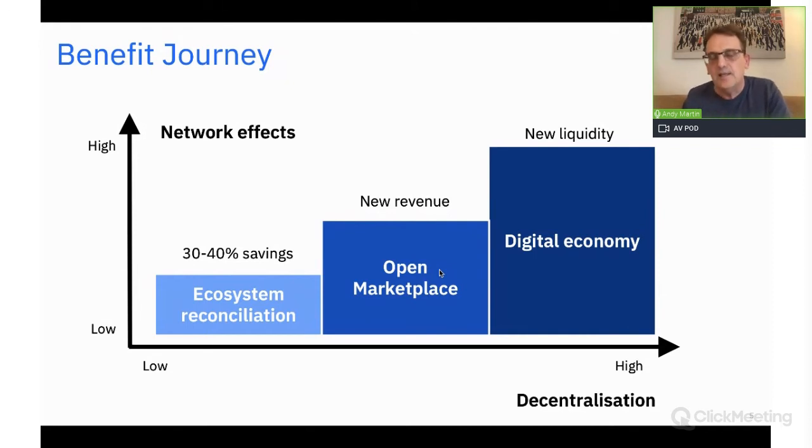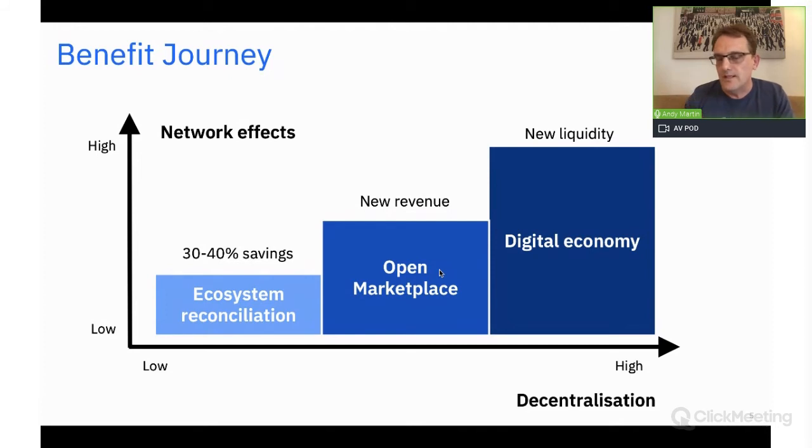And then finally, as we use that tokenization, this gives us greater liquidity as we can start to build innovative new types of business models, and we can start to drive new types of secondary markets, and try and start to drive new types of trading models.